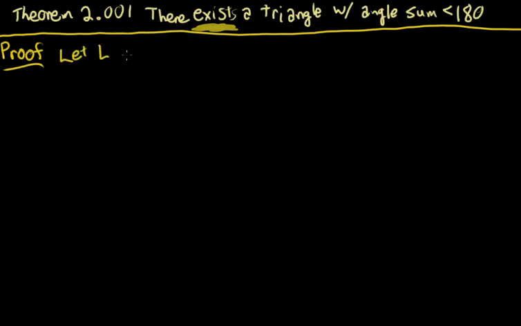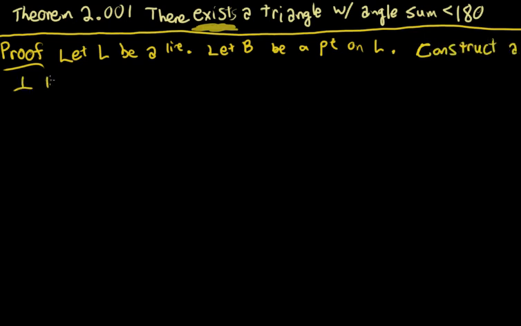We'll say let L be a line, let B be a point on L such that, actually it can be any point on L. Then we'll say construct a perpendicular to L at point B. And let A be a point on this perpendicular. So let's see what we have so far.